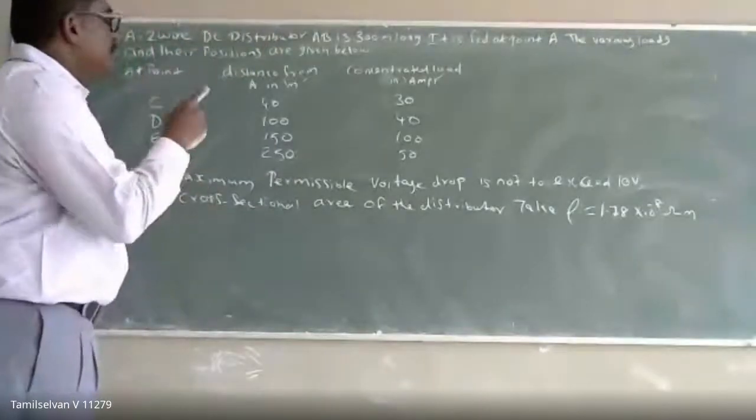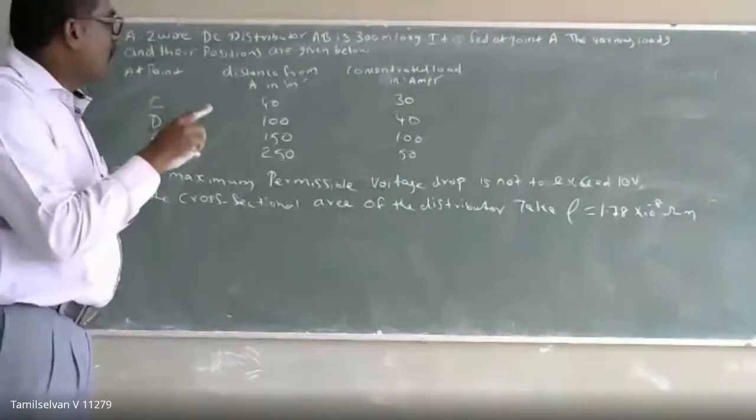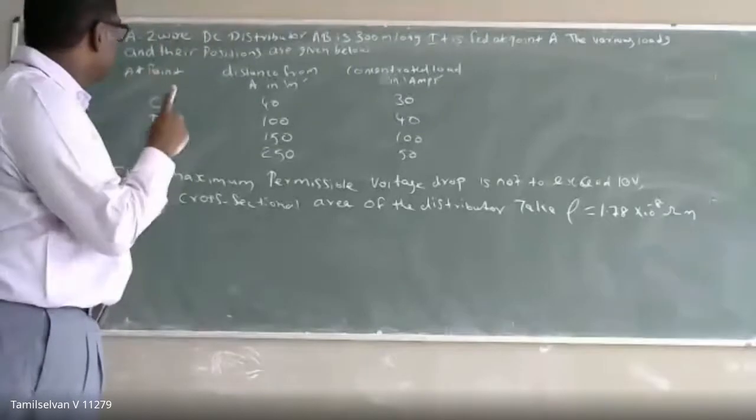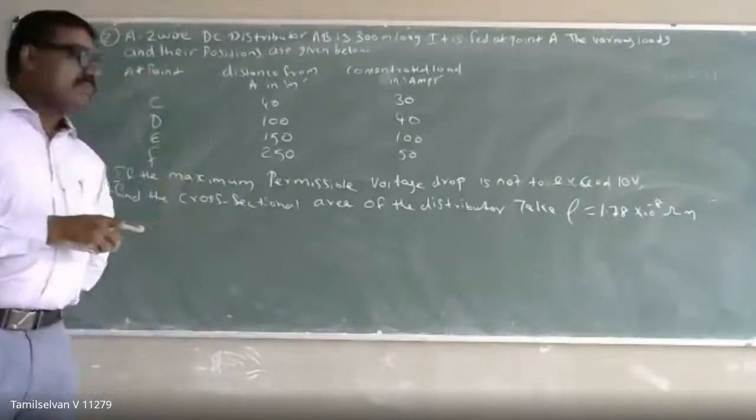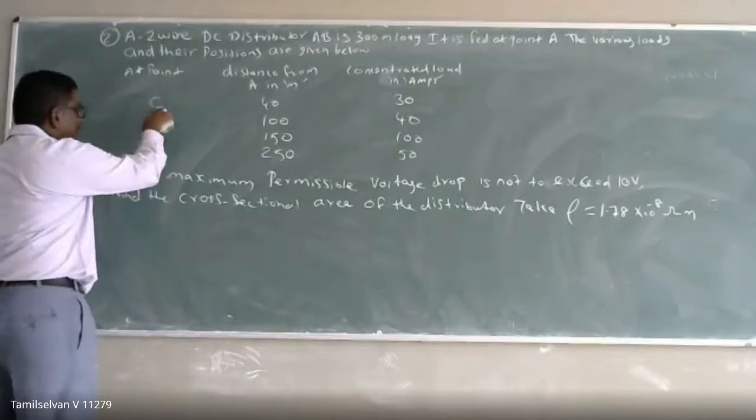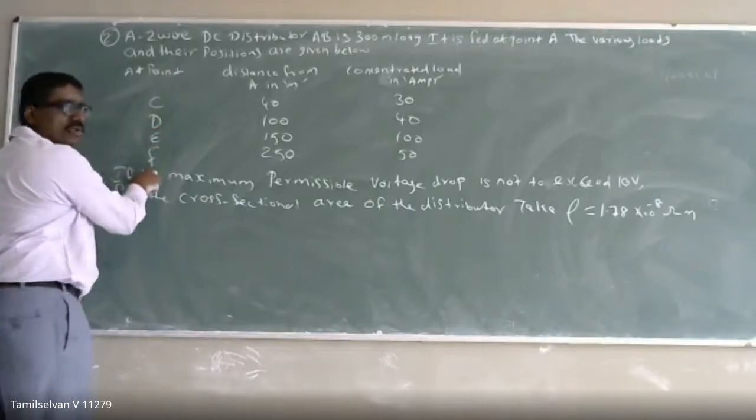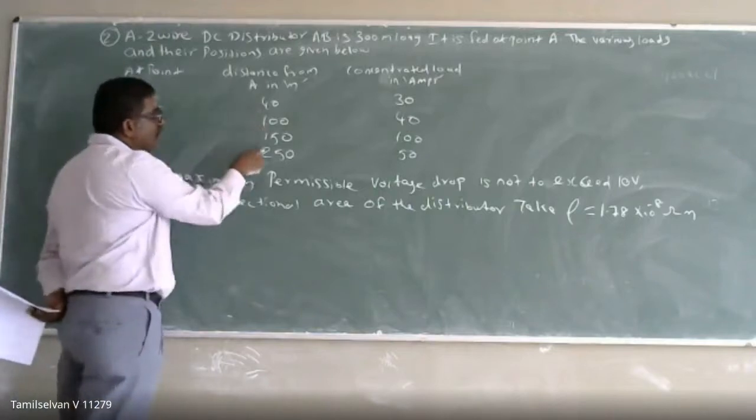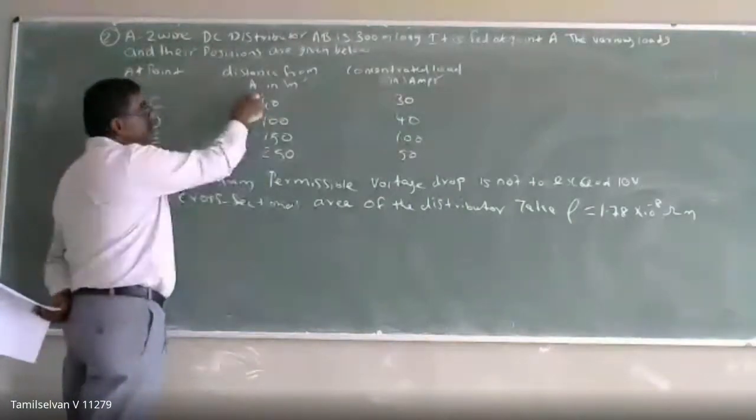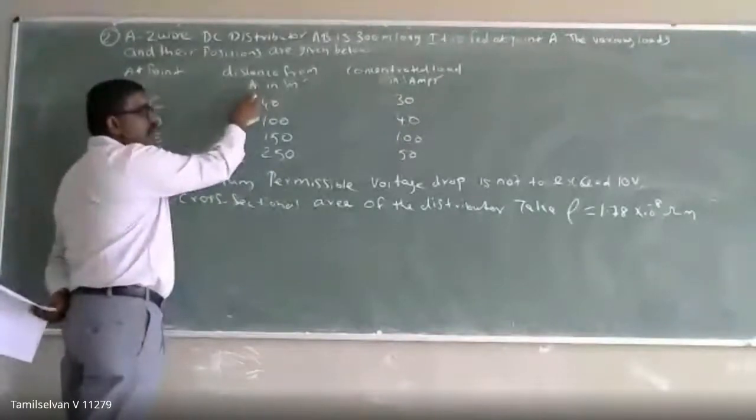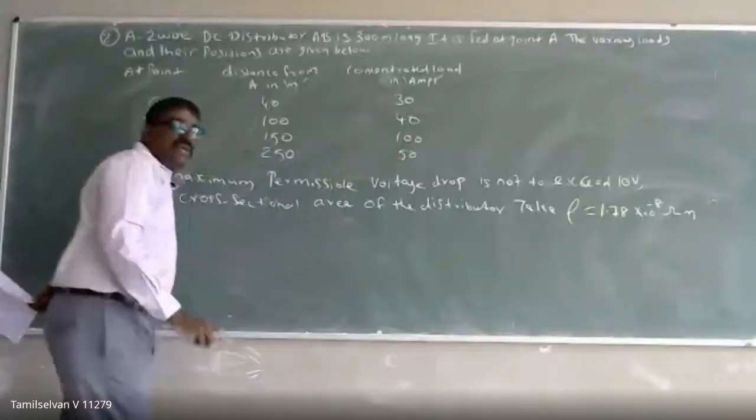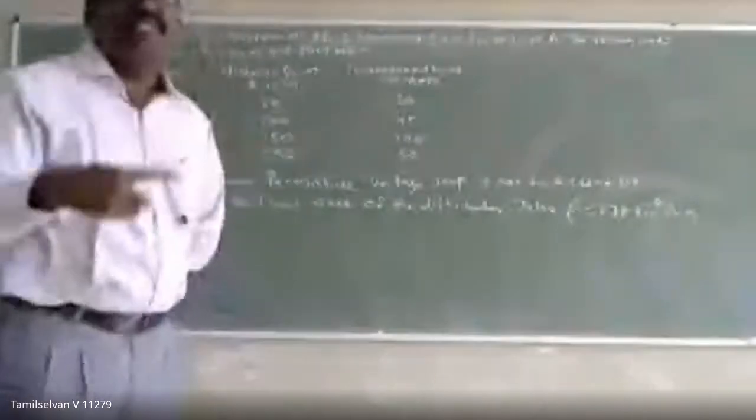A two-wire DC distributor AB is 300 meters long. It is fed at point A. The various loads and their positions are given below. It means where the loads are tapped: at C, D, E, and F points the loads are tapped, at distances 40, 100, 150, 250 from A, the feeding point. The load currents are 30, 40, 100 and 50 ampere.